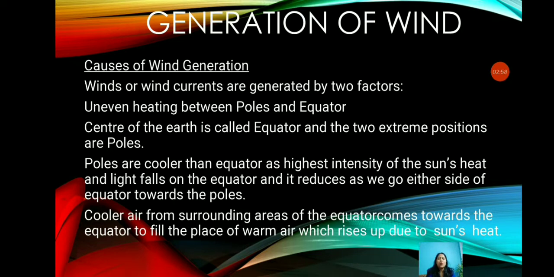Cooler air from surrounding areas of the equator comes towards the equator to fill the place of warm air which rises up due to the sun's heat. Since the rays fall directly on the equator, that area becomes warmer. The hot air rises and tends to move towards the polar region. At the same time, the air present in the polar region is cooler and denser. It tends to move towards the equator and takes the place of the warm air. So this is how the generation of wind takes place.